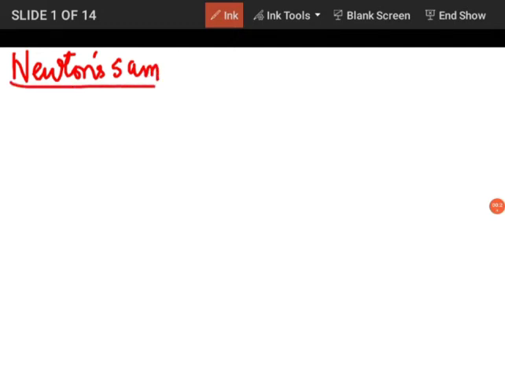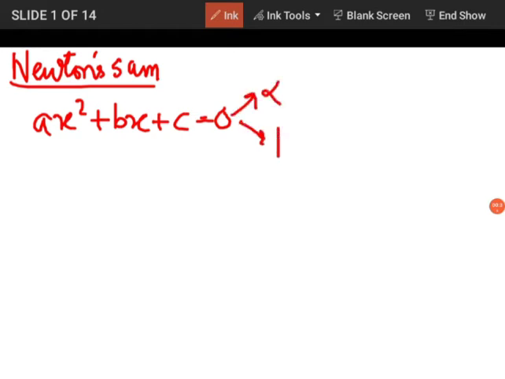Now again, that same concept, that we have a general equation, say ax square plus bx plus c is equals to 0. This is an equation, right? General equation. Now this equation has alpha and beta. We are going to revise Newton's sum a bit. Okay, so again we can write it as a alpha square plus b alpha plus c is equals to 0, or let me write it like this.